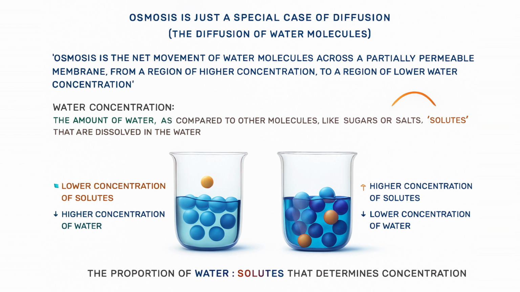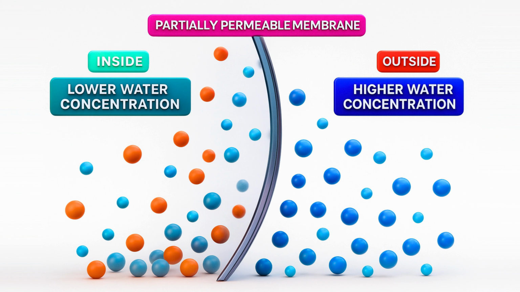Because of this difference, water molecules will naturally move from the area of higher water concentration outside the cell into the area of lower water concentration inside the cell. This movement of water across the membrane from high to low concentration is what we define as osmosis. It is important to remember that osmosis is a passive process, meaning it does not require any input of energy from the cell. The water moves due to its own random motion and the existing concentration gradient.